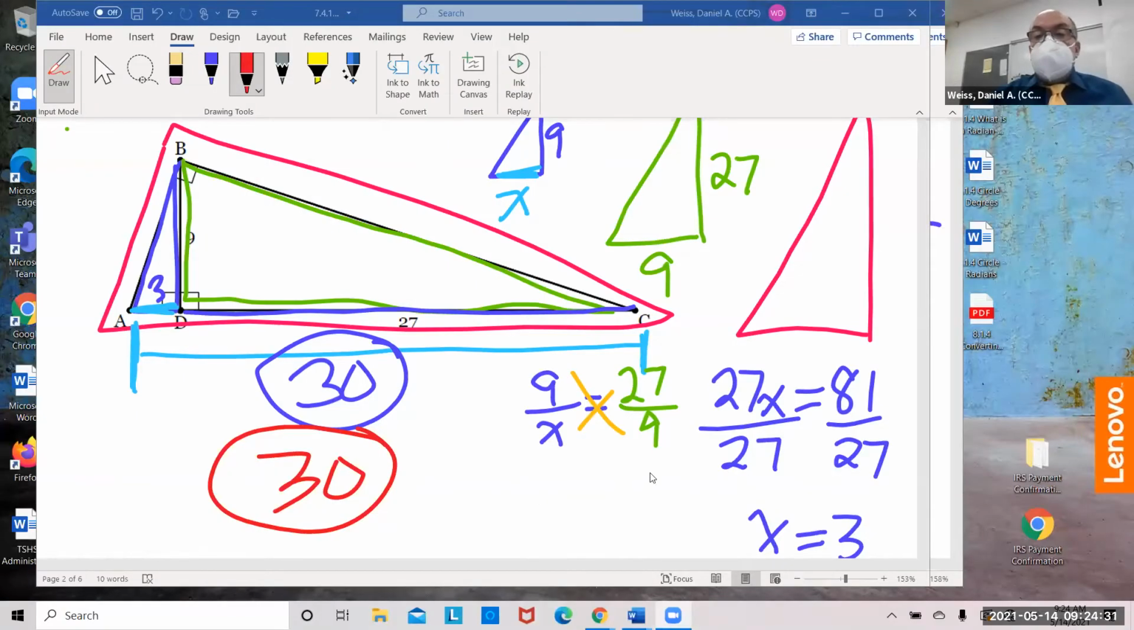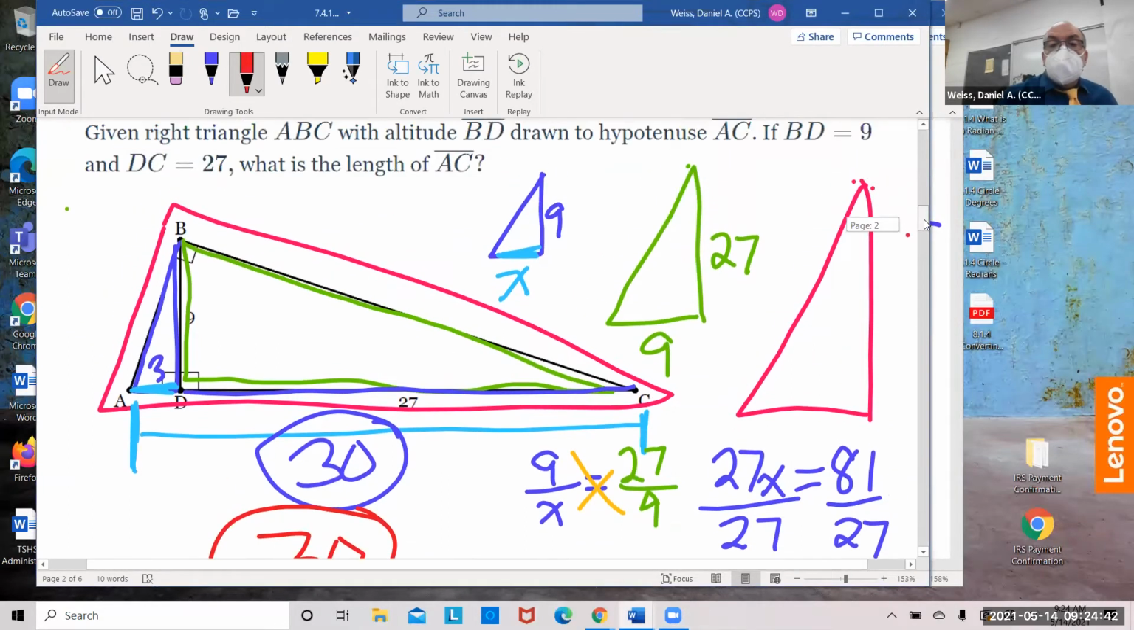Okay, so here's what I'm saying. In this big triangle here, I have three triangles: the small, the blue one, the green one, the medium, and the whole thing, the pink one. Okay? They're proportional. Means this guy times three makes this guy. So this guy times three makes this guy. So I'm going to say this is to this as this is to this. Okay? I can do that.